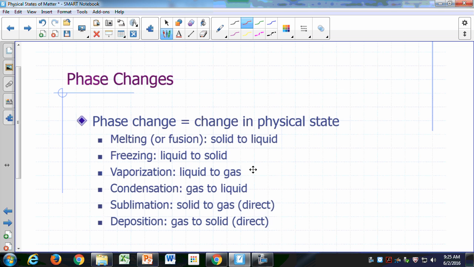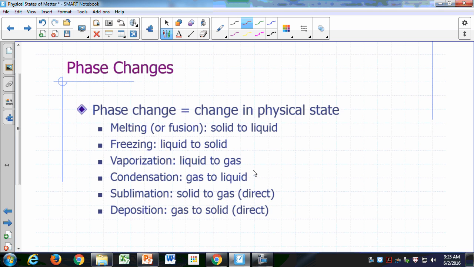Alright, the term phase change refers to a change in physical state. So this is just a slide to familiarize you with the vocabulary. When there's a change in physical state, if a solid changes to a liquid, you call that melting or fusion. If there's a change from a liquid to a solid, you call that freezing. That's the opposite of melting. Okay, so solid to liquid is melting, liquid to solid is freezing.